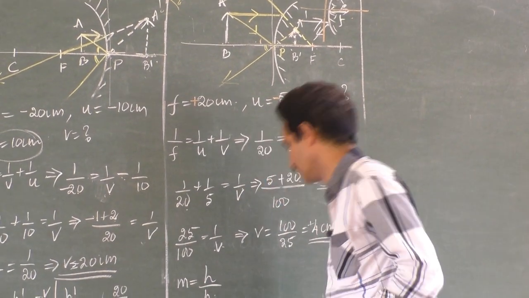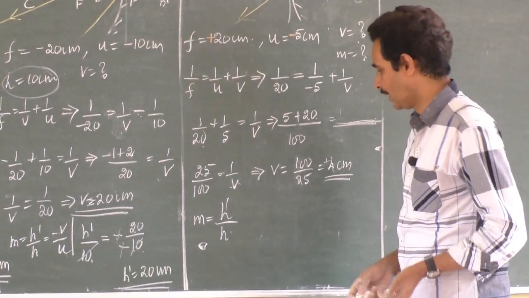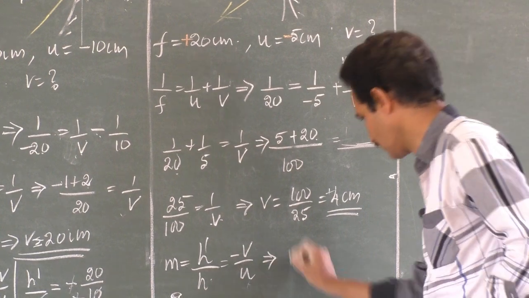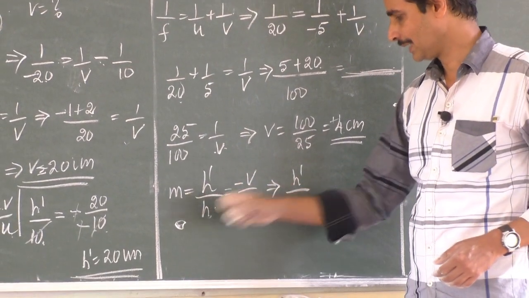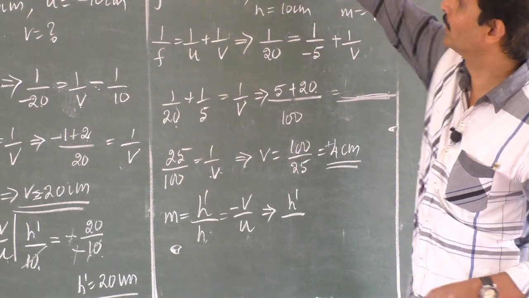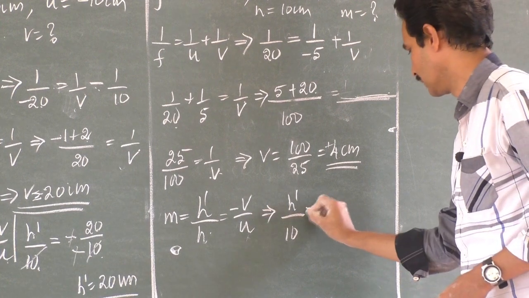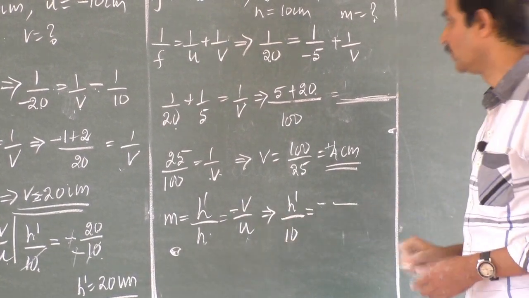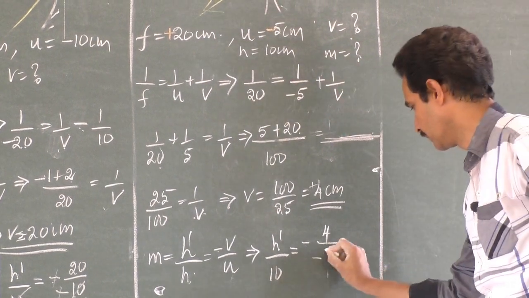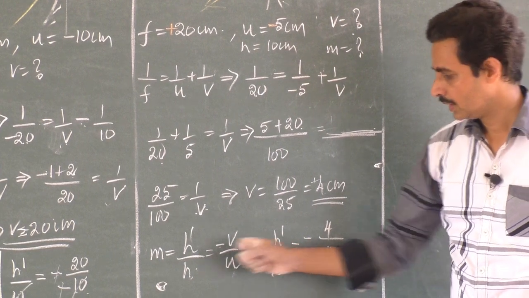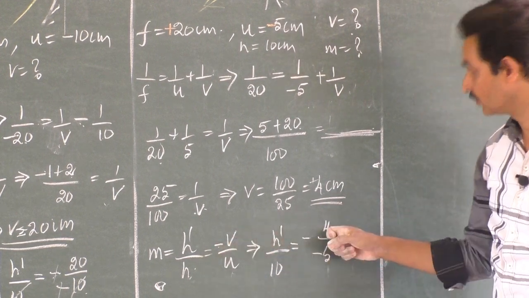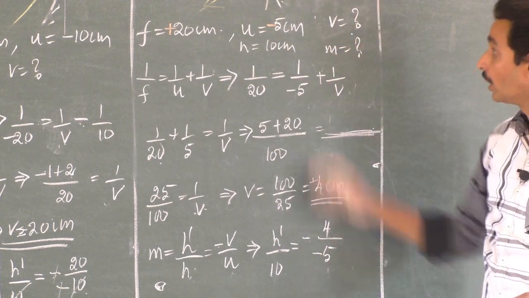Now, what about the magnification? Magnification is height of the image by height of the object. H dash is the height of the image, H is the height of the object, that is equal to minus V by U. We will apply this. H dash has to be found out. The height of the object, I've taken as 10 last time. Now also I will take it as 10 centimeters. It is above the principal axis, so plus 10 is equal to minus V by U. V, the image distance, we got as positive 4. U was negative, minus 5, right? So H dash is to be found out. H is 10 centimeters above the principal axis, positive, formula negative, minus V, positive 4, because it is on this side, U on the other side, minus 5.